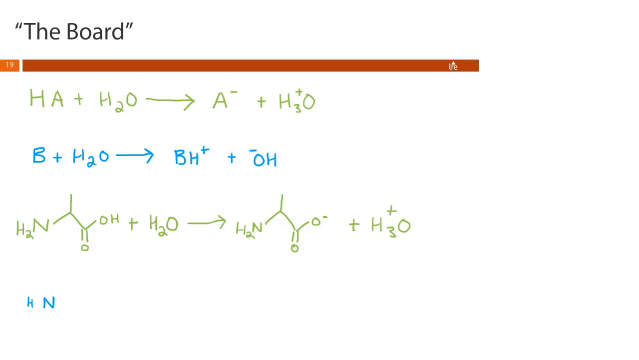Okay, now let's draw alanine again. And this time we're going to have alanine act as the base. So I want you to go ahead and pause the video and tell me which part of alanine can act as a base. So it is the amino group, because we learned at the beginning of the semester that amines can act as weak bases. So our NH2 group is going to be able to accept a proton from water.